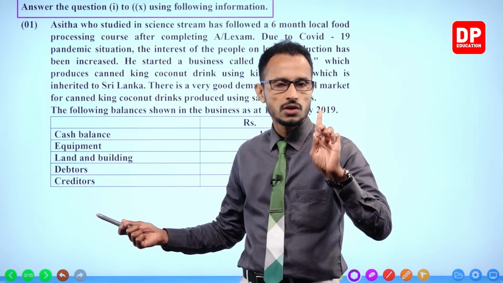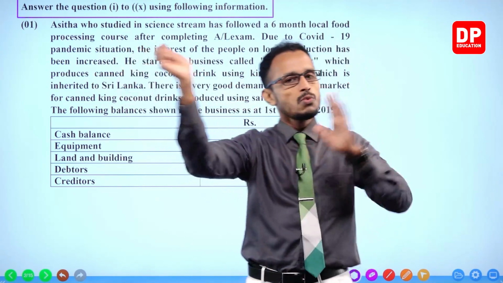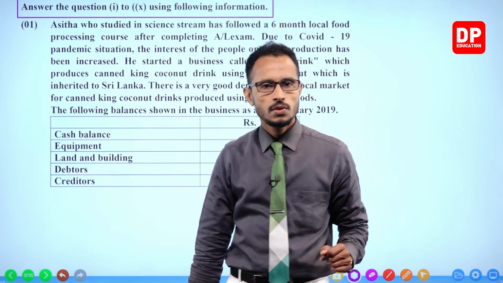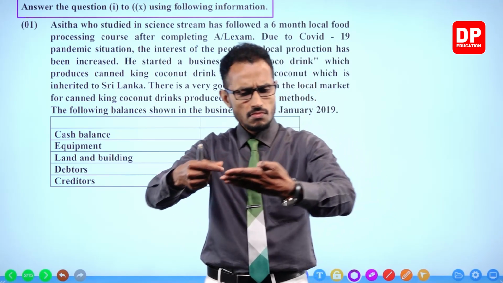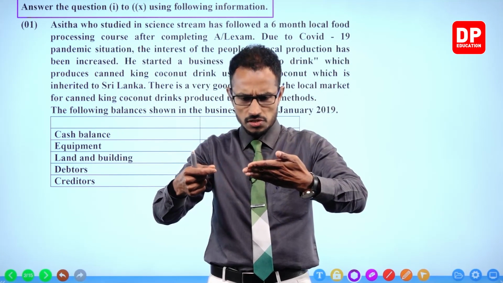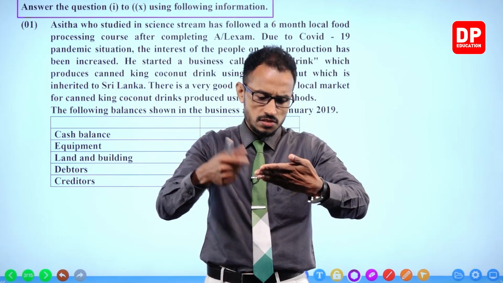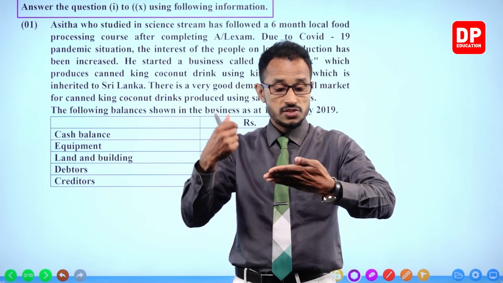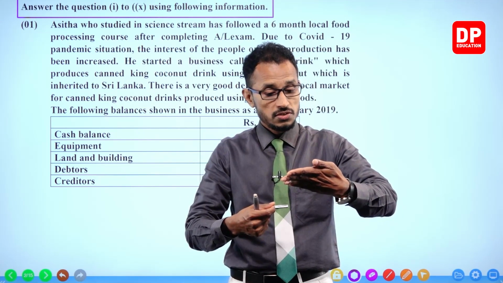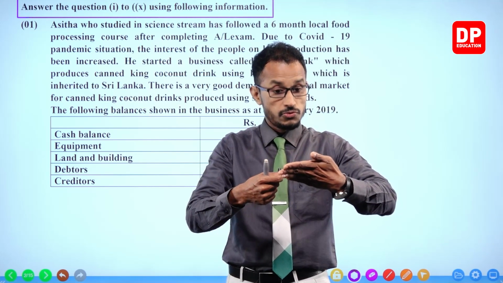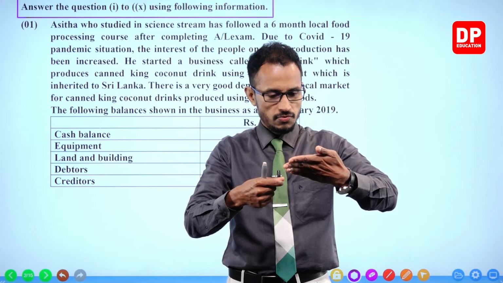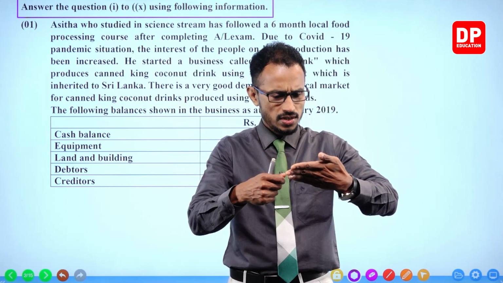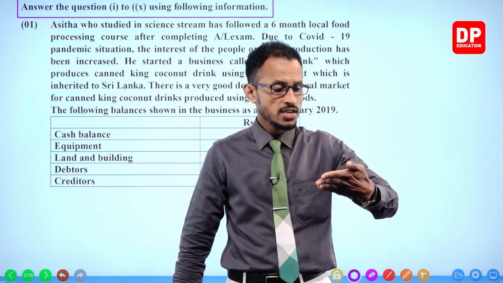Not very slowly, not very thoroughly. Go through the case very quickly. Quick scanning of the points. You don't read the case word by word. So he has studied science and a food processing course also. Then what has he done? He has started his own business. So what is his business? Coconut drinks, king coconut. Not like that.